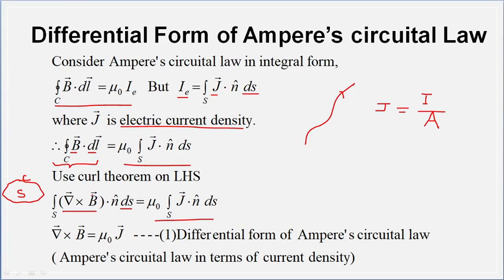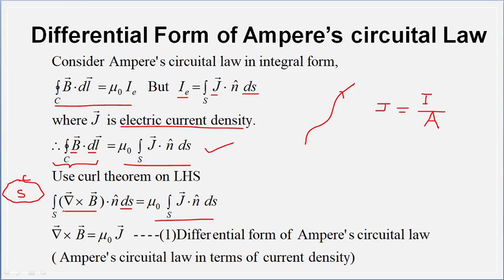Now, why have we used this curl theorem? In order to have a surface integral on both sides, because in this equation there is a surface integral on the right hand side and a line integral on the left hand side. So in order to write the surface integral on both sides, we have converted this line integral into a surface integral by using the curl theorem.